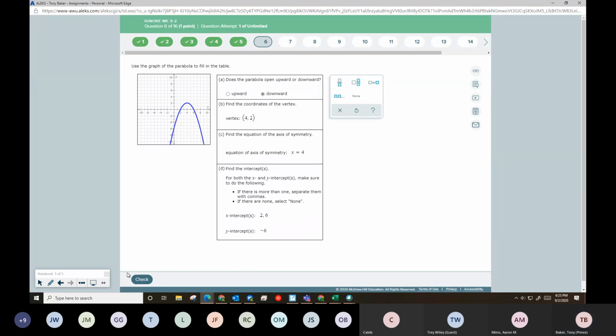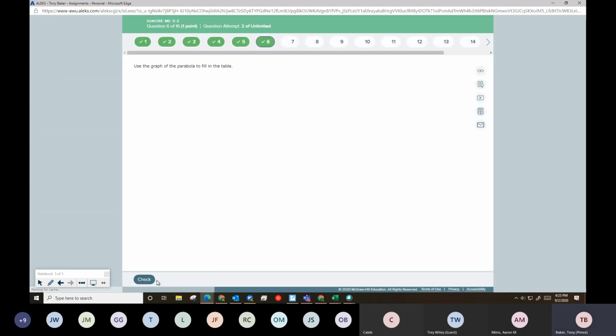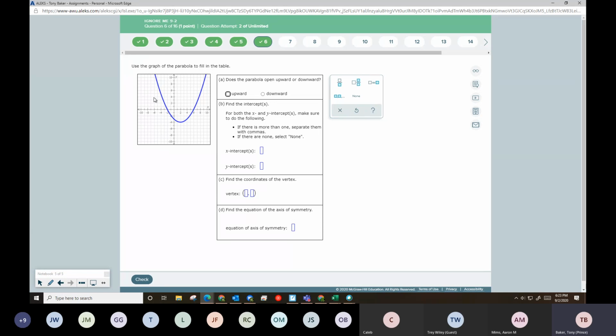Let's see, one more. I want to see if they give you one with none. Yeah, so this one, very similar. They do move the questions around, so just make sure to put them in the right spot. So this one opens upward. My x-intercepts are -2 and 6. My y-intercept is -3. My vertex is 2, -4. And my axis of symmetry is x equals 2.